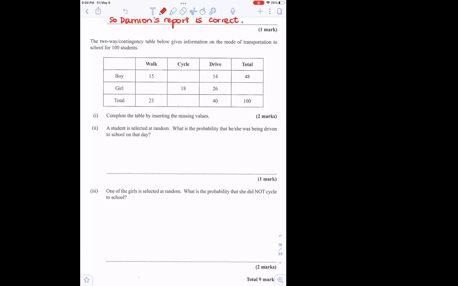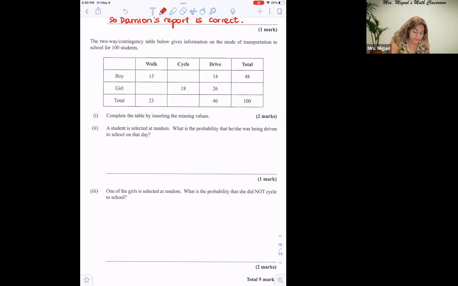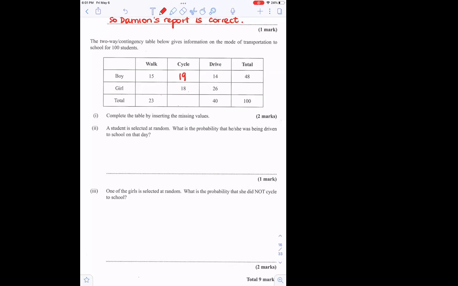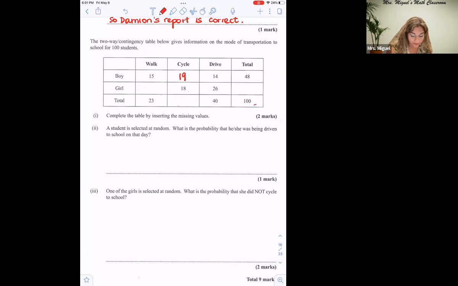Finished, Miss. All right, let's see. So if you notice, the total here is 48. So it means that 15 and 14 and some number here under the column cycle supposed to give us a total of 48. So here will be 48 minus 15 minus 14. Here is 19. Did you all get it? Yes, Miss. Right? Now, if you notice, the total here is 100. So 100 minus 48 is 52.